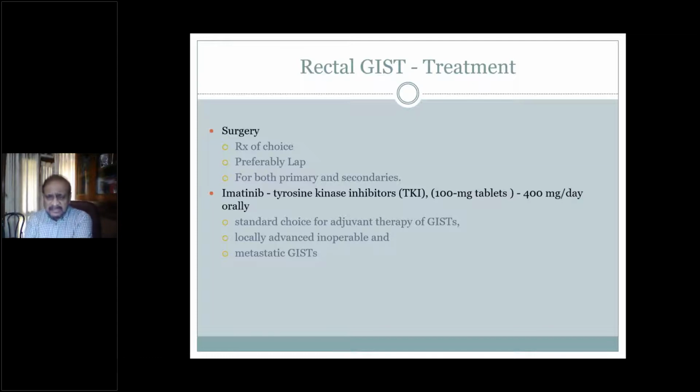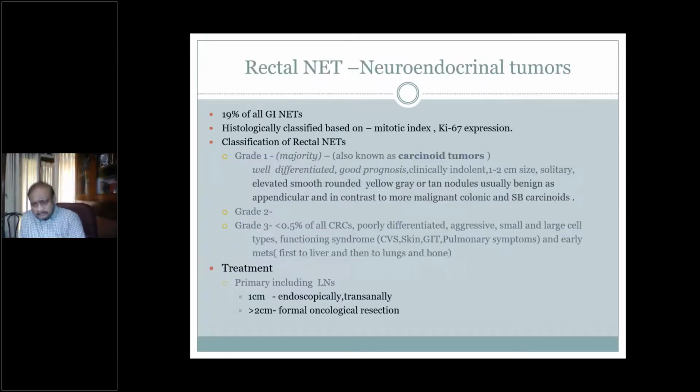Imatinib is basically given orally, and it is now a very important drug in the treatment of GIST. Why? Because, number one, it forms the standard choice for adjuvant therapy. Once you've done surgery, you have to give this patient imatinib. For locally advanced inoperable GIST, it is the treatment of choice, and for metastatic GIST, again the treatment of choice, right?